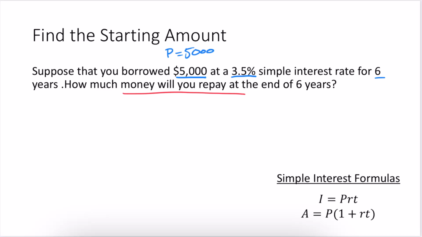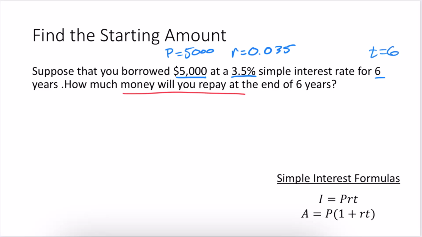And then 3.5% is my interest rate. So I'm going to write my interest rate as a decimal, which would be 0.035, because when you convert it from a percentage to a decimal, you just move the decimal place over twice. And then the time is going to be the 6 years.